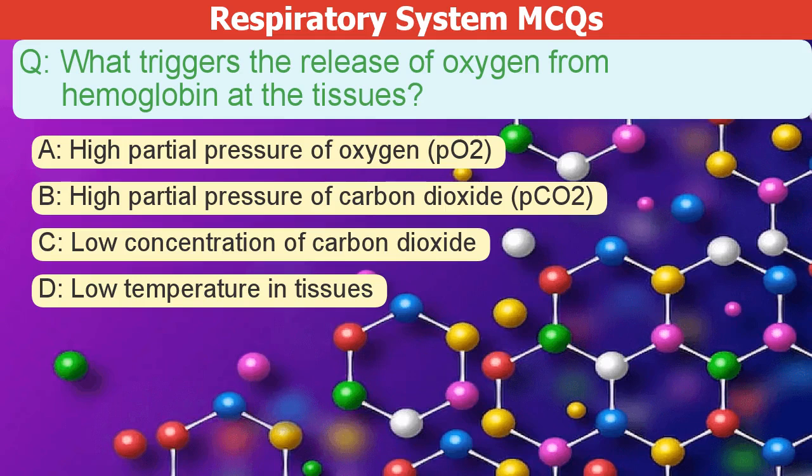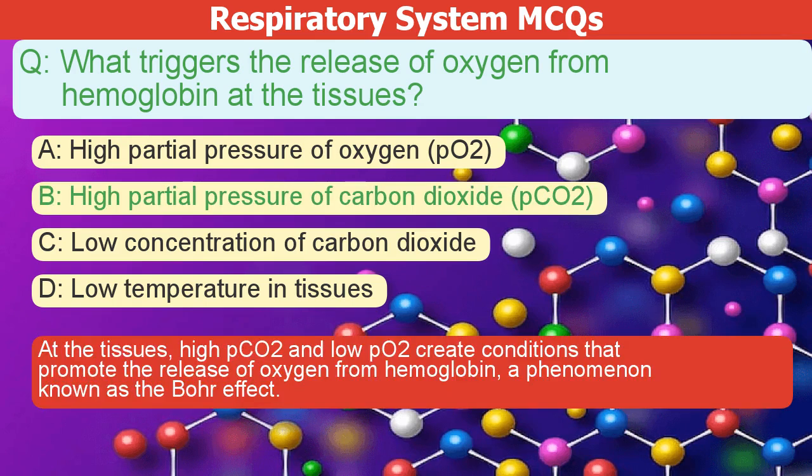What triggers the release of oxygen from hemoglobin at the tissues? A. High partial pressure of oxygen, PO2. B. High partial pressure of carbon dioxide, PCO2. C. Low concentration of carbon dioxide. D. Low temperature in tissues. The correct answer is B. At the tissues, high PCO2 and low PO2 create conditions that promote the release of oxygen from hemoglobin, a phenomenon known as the Bohr effect.